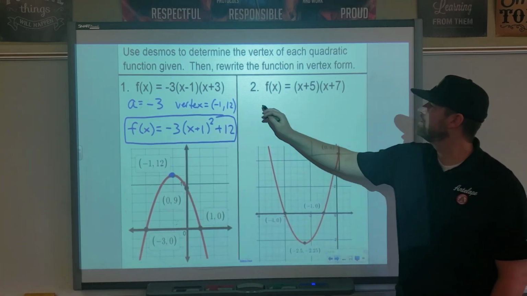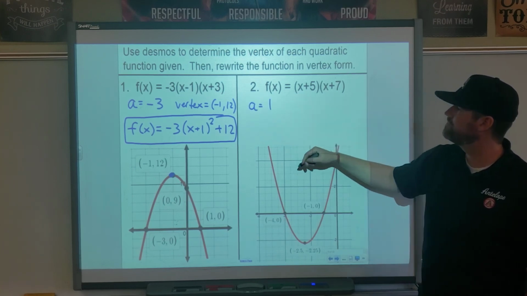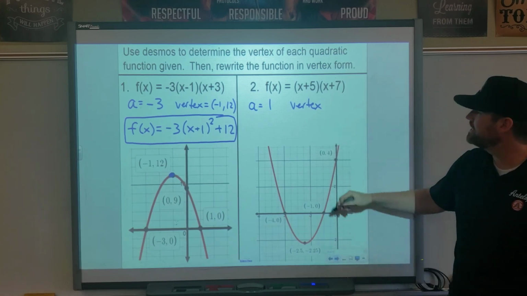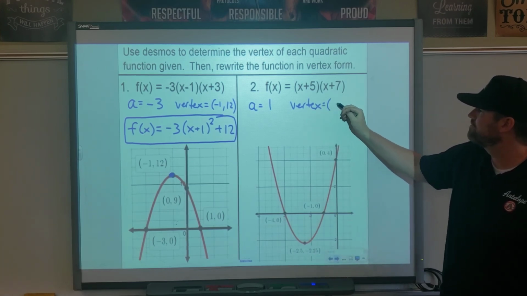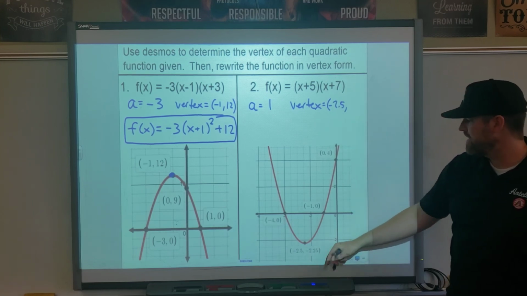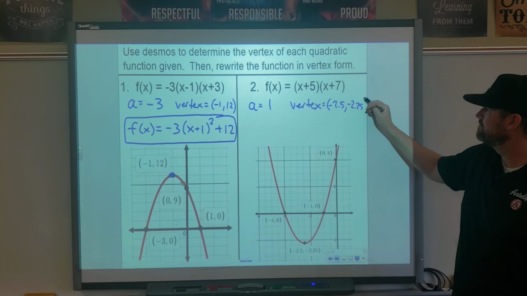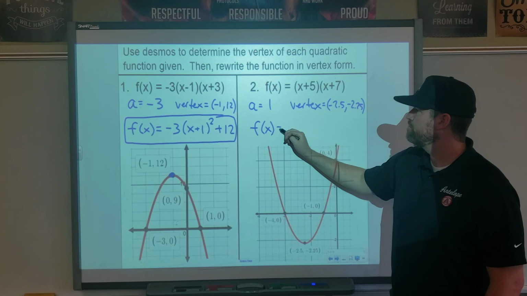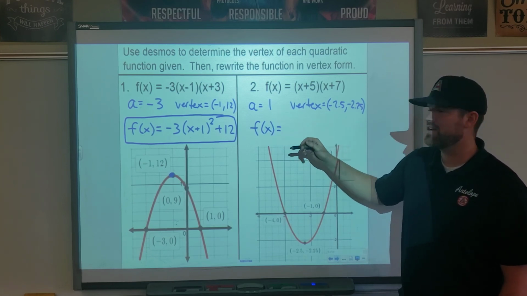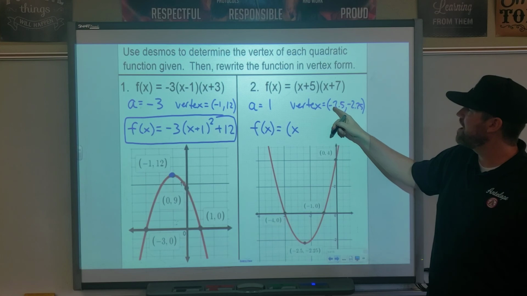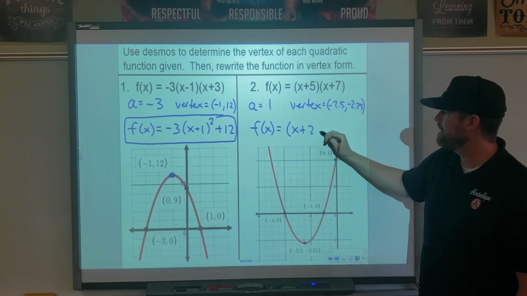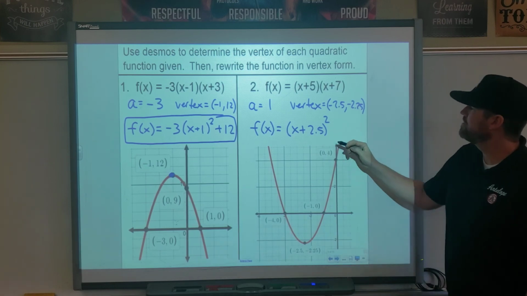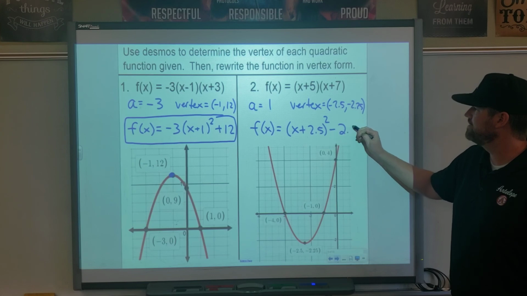One more example. My a value is 1. My vertex, once I graph this using decimals, I got a vertex of negative 2.5, comma negative 2.25. Don't be afraid, it's just decimals. We can still rewrite this. Put my a value first, which is 1, so I don't have to actually put it. We want the opposite of negative 2.5, so that's plus 2.5 squared. And then my y-coordinate just goes at the very end.